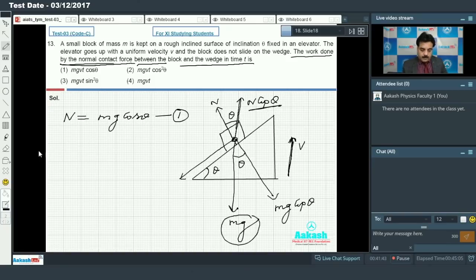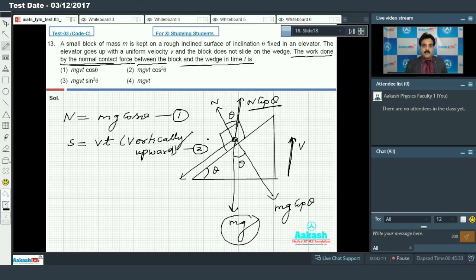Now if I go for the displacement of the block with respect to the ground, that is calculated by s is equal to vt, speed into time. Vertically upward, I would like to mention that vertically upward. This is my relation number 2.